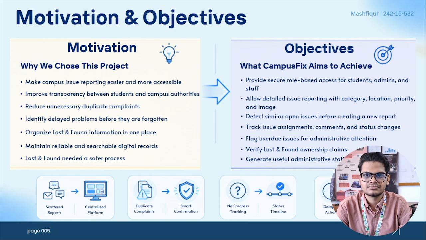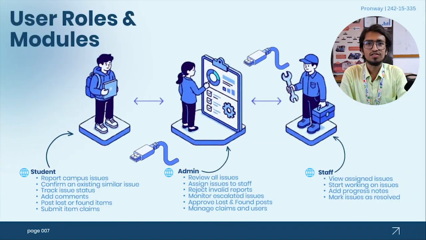Hello everyone, now I will explain the main features and workflow of CampusFix. Our project has three user roles: admin, student, and staff. Students can report problems with a title, category, location, priority, description, and image. They can also track issues, add comments, and use the lost and found module.